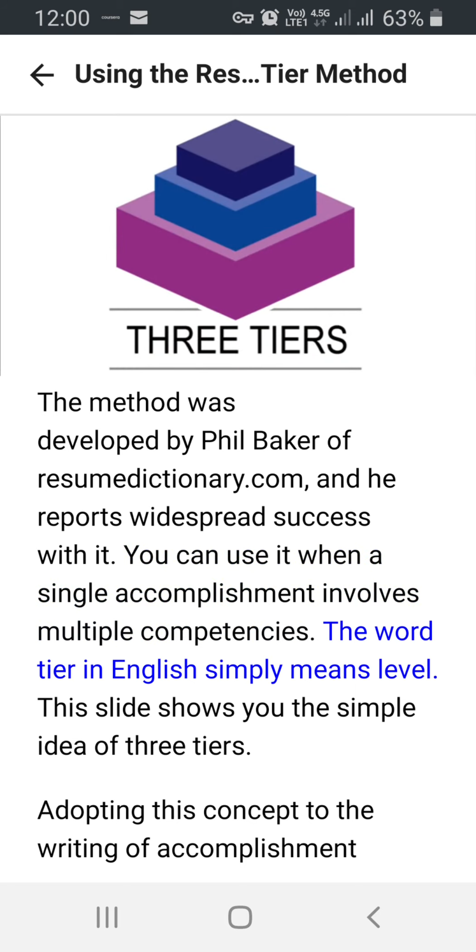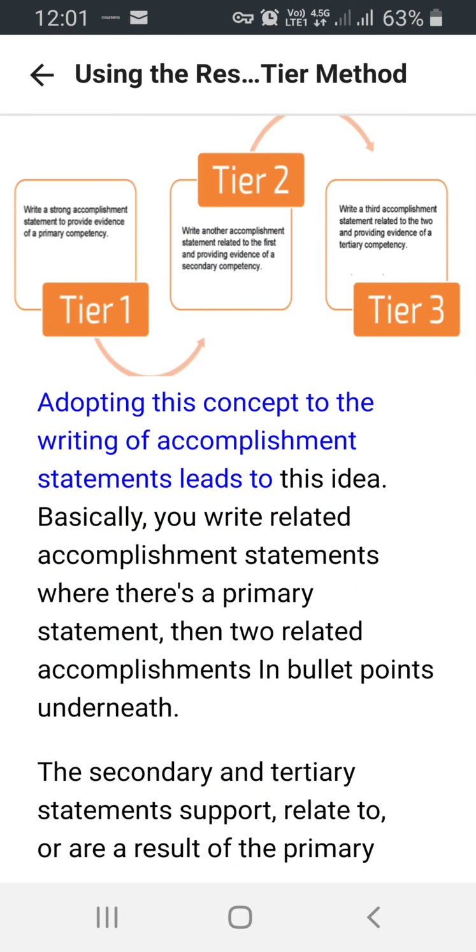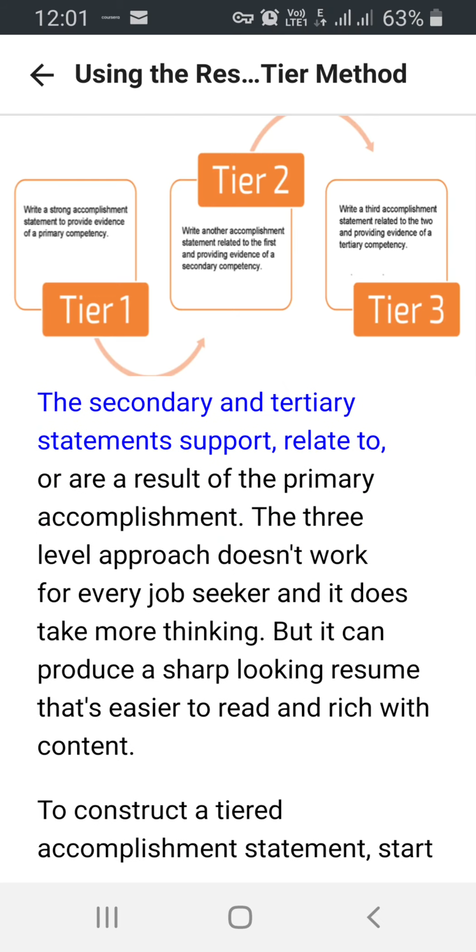The word tier in English simply means level. This slide shows you the simple idea of 3 tiers. Adopting this concept to the writing of accomplishment statements leads to this idea. Basically, you write related accomplishment statements where there's a primary statement, then 2 related accomplishments in bullet points underneath. The secondary and tertiary statements support, relate to, or are a result of the primary accomplishment.